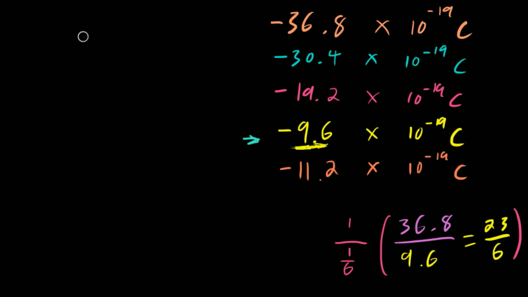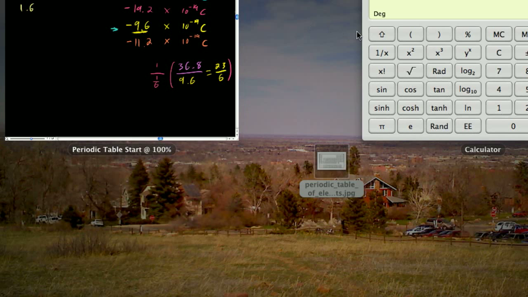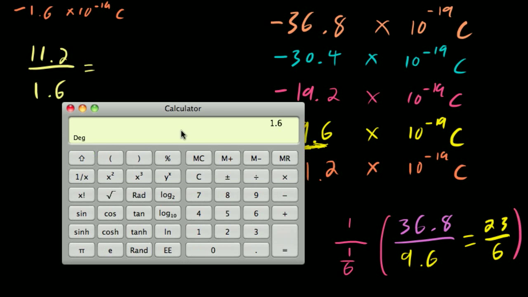So I'll erase that, and I'm going to redo all of our ratios with the new guess. Our new guess is that the charge of an electron is minus 1.6 times 10 to the minus 19. So let's figure out how many electrons would have been in this drop of 11.2. We'll just leave off all the extra times 10 to the minus 19 C. Let's just figure out what 11.2 divided by 1.6 will be.